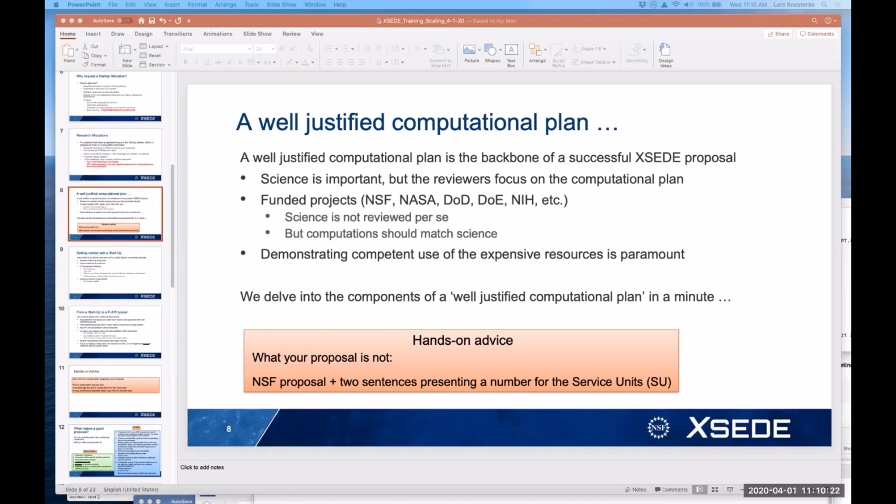If you want to write a good, successful proposal, it's always the same thing. You have to know your audience. And here, the audience are reviewers who want to know what your computational plan is, and they want to be assured that you know what you are doing and that you are using these resources efficiently and effectively. These resources are expensive. Smaller ones are 10 million, larger ones are 30 million. So there's a lot of money on the line.